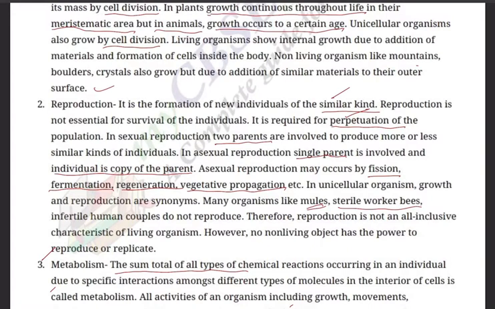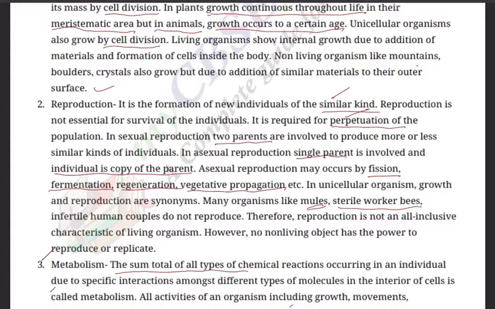Whereas in sexual reproduction, one set of chromosomes comes from the male gamete, another set of chromosomes comes from the female gamete. Fusion of these two will result in formation of zygote. So the zygote has two sets of different genomes. Hence, genetic recombination takes place, so varieties will be formed. Asexual reproduction occurs by fission, fragmentation, regeneration, vegetative propagation, etc. And in unicellular organisms, growth and reproduction are synonymous, as I said just now.